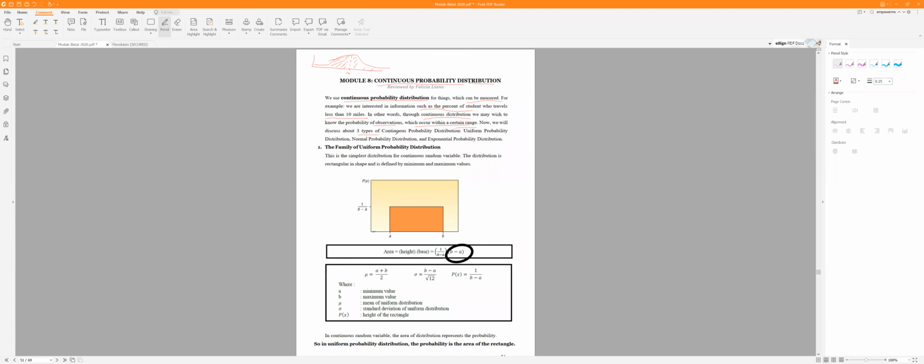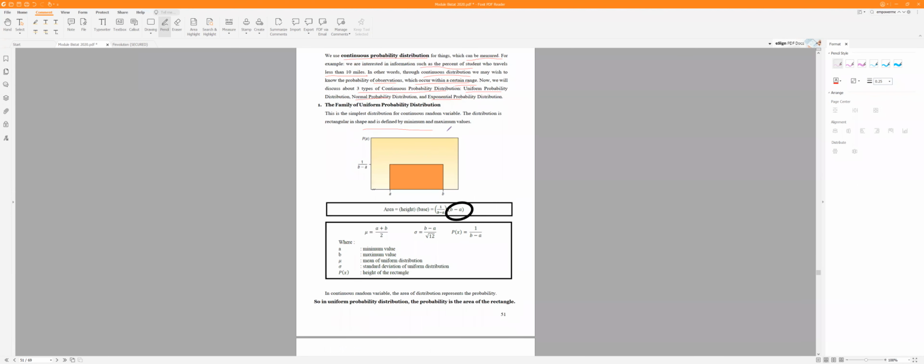So there's three types of continuous probability distributions. There's uniform, normal, and exponential. Uniform is the easiest one. Before we start, for continuous probability distribution, we are working with areas under the graph, okay? So please remember that. And if I'm not wrong, you're supposed to draw the graph for your exam. So please remember that. You have to draw the graph.